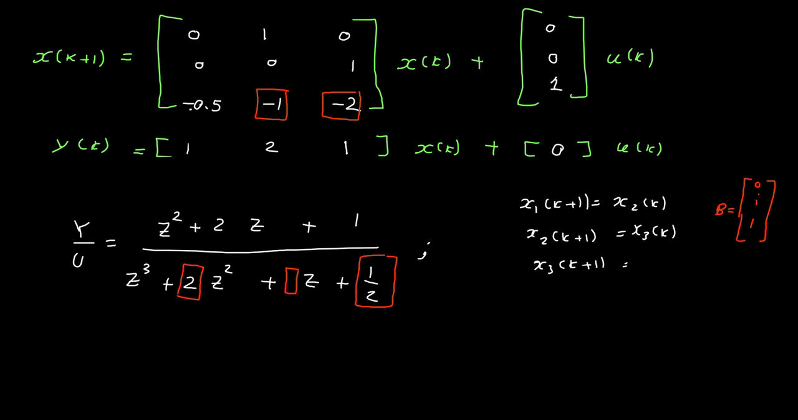So what about the output equation? Y? The same thing. If you notice here, this one is the coefficient of the z to the power 0. This one is the coefficient of the z to the power 1. And this one is the coefficient of the z to the power 2.